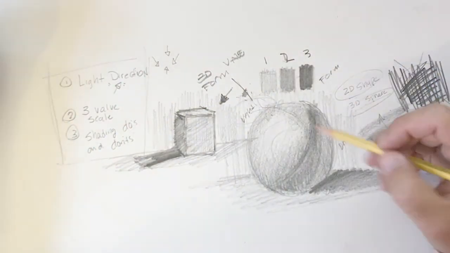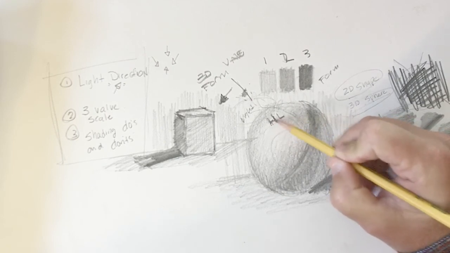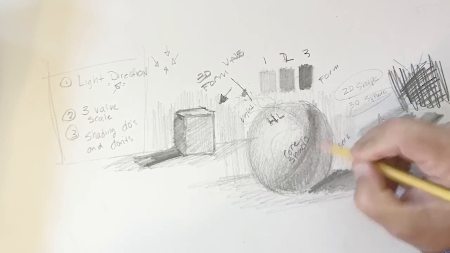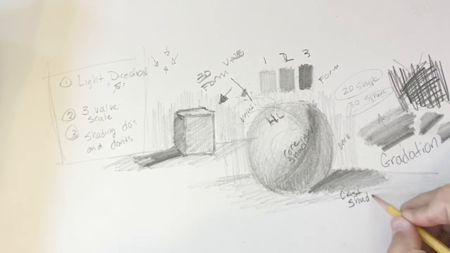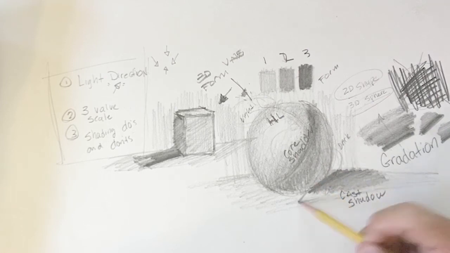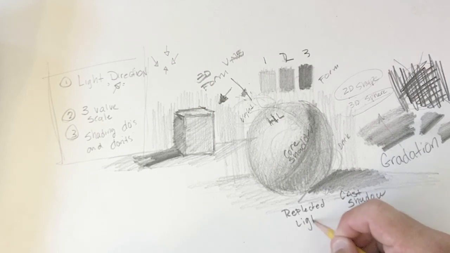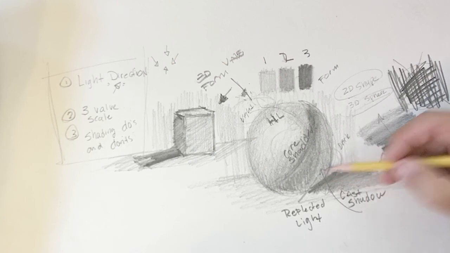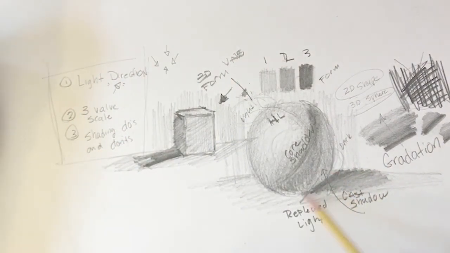Okay. As we move throughout the semester, you're going to learn that this is called your highlight. Okay, highlight, core shadow right here, cast shadow, and this area here is what we call the reflected light. Okay, light comes in, boom, bounces off the table, comes back up, hits the bottom of an object. Okay, so in the YouTube video that you watch in the slides, you'll see some really good examples of this.